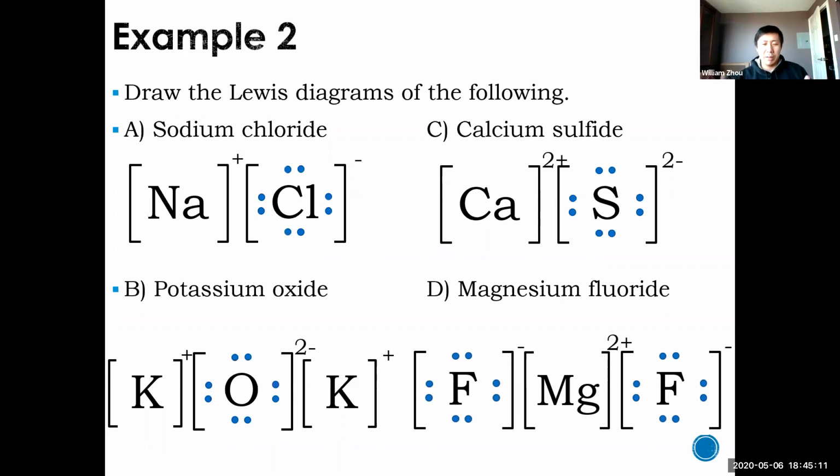So you will then surround that magnesium with the 2 fluoride ions, which are identical to chlorides. Just change Cl to F. 8 valence electrons with a minus charge. Magnesium has no valence electrons with a +2 charge. All right, and that's all you got to do. For ionic compounds, all you got to do is just draw the ions, put them together, and just make sure that no 2 same charges are together.